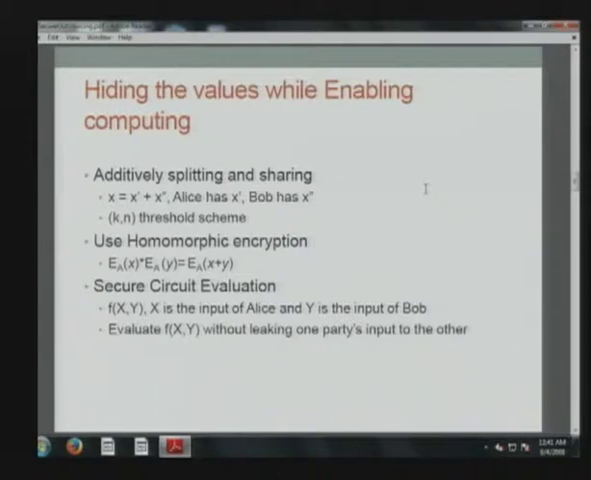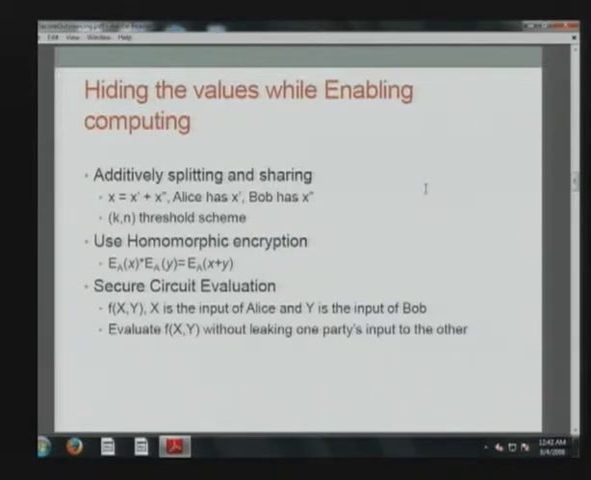More generally, a (k, n) threshold scheme is that the value x is partitioned into n shares, and any k or more parties can recover x very efficiently, and any parties holding fewer than k shares cannot compute x. So that's the additive splitting scheme.